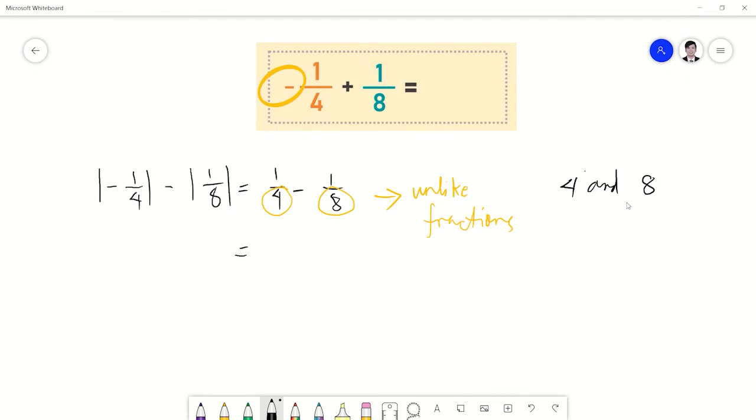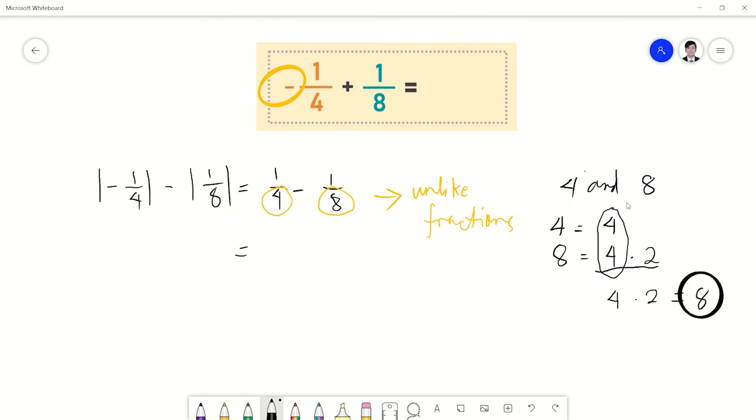So, going back, 4 and 8, you need to find the factors of 4 and 8. 4 is 4 times 1, and 8 is 4 times 2. If you notice, they have a common factor already, which is 4. So that means the LCD here is just 4, we bring this down, and then we bring this down as well, 2. So the LCD is 8.